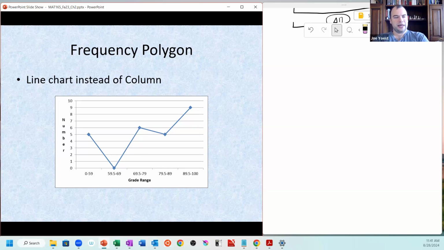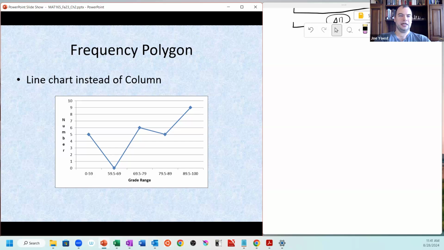So when are line charts kind of good to use? And this is a subjective thing. This is kind of an opinion thing. When is a line chart better than a column chart? I would say probably whenever consecutive data points or frequency numbers are somehow inherently related to one another.